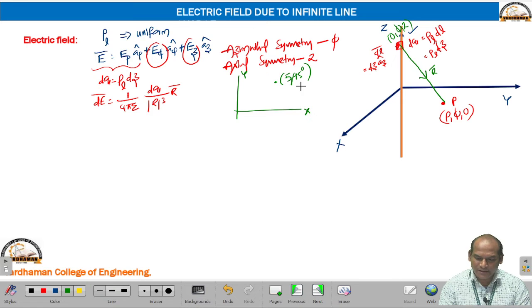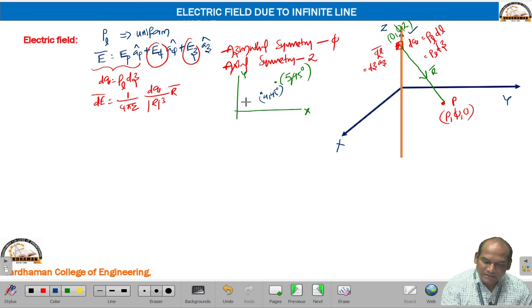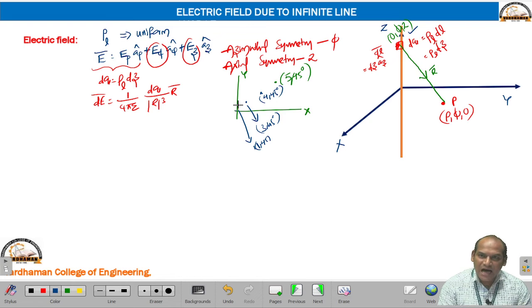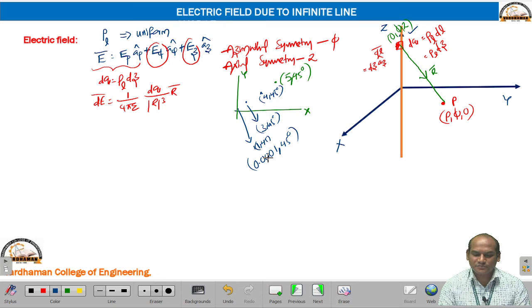Then, by keeping the 45 degrees constant, if you reduce the rho value, what will you get? This point is representing 4 comma 45. This point is representing 3 comma 45. This point is representing 1 comma 45. The point nearer to the origin can be represented with 0.00001 comma 45 degrees. If you observe one thing, as the rho value is decreasing, the phi value is not changing in that particular direction.